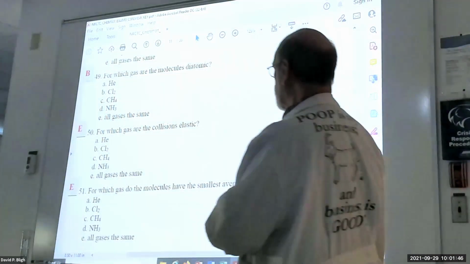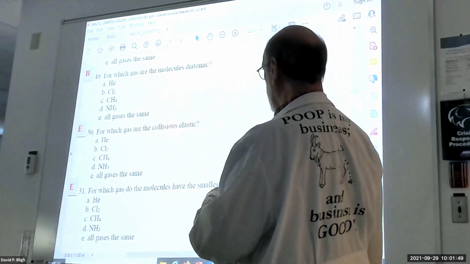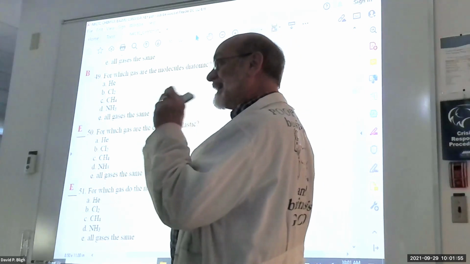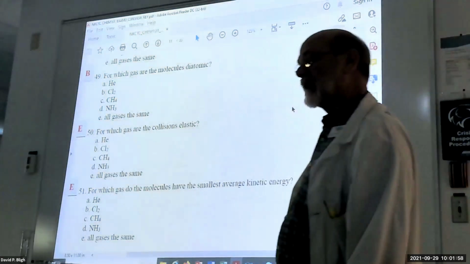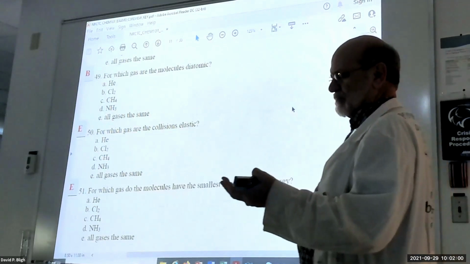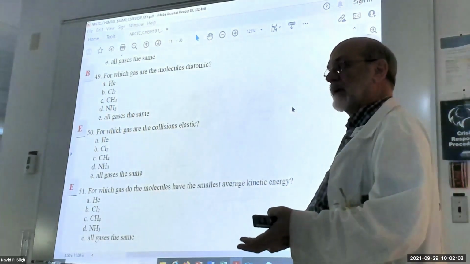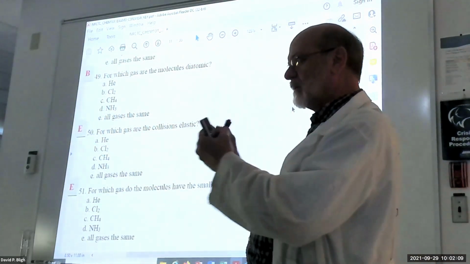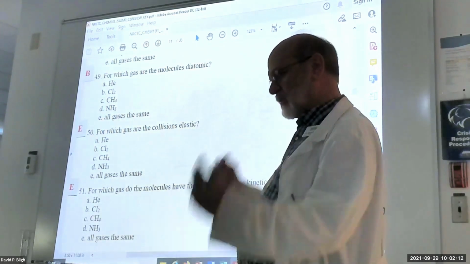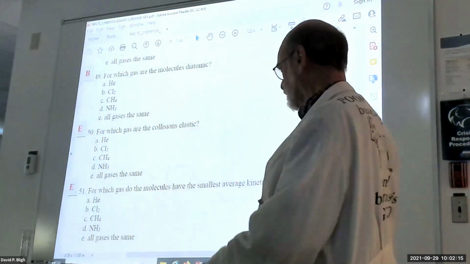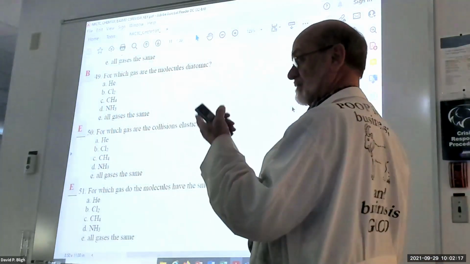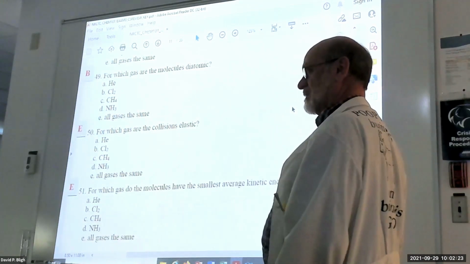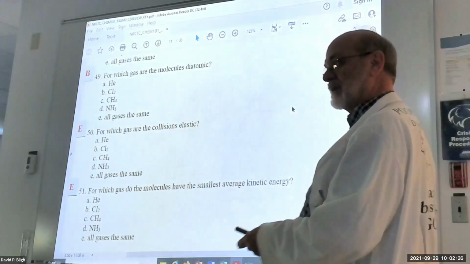Okay, to answer your question, for which gases are collisions elastic? All of them. That's the ideal situation, and that's one of the postulates of the kinetic molecular theory. All the collisions are elastic, which means there's no interaction between the molecules when they hit. The kinetic energy coming in goes out. Now, you may recall that while the kinetic energy may be different, the momentum is conserved. Mass times velocity.